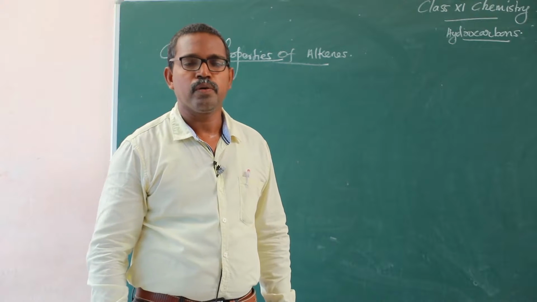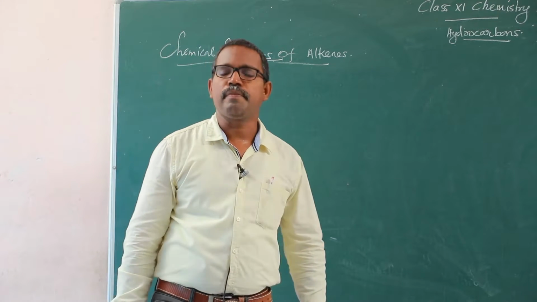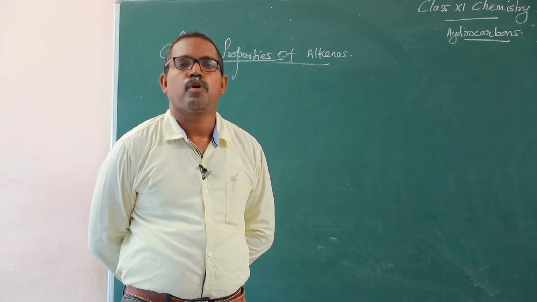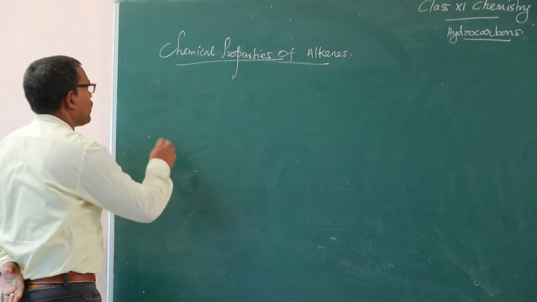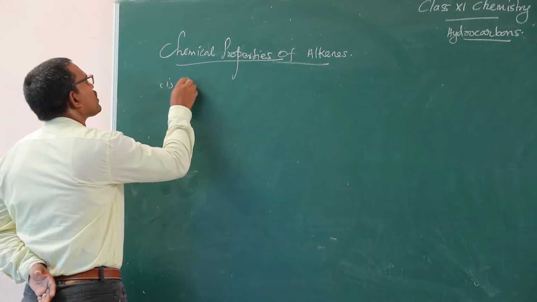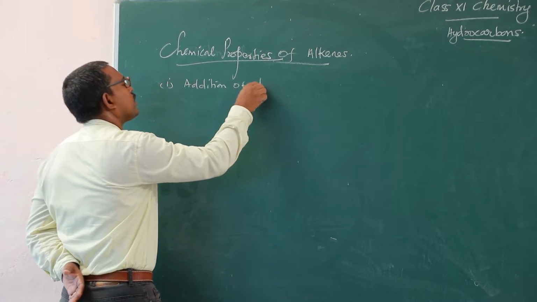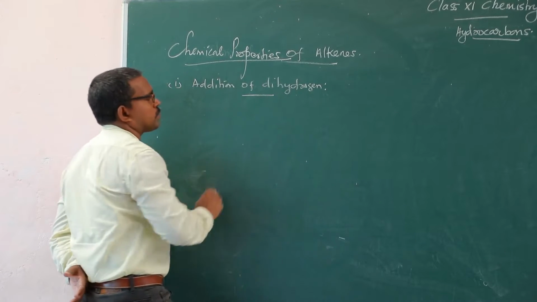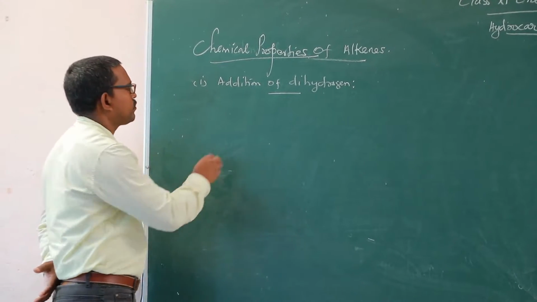In this video we are going to discuss the chemical properties of alkenes. So far we discussed the preparation and the physical properties of alkenes. Now the chemical properties of alkenes. First of all, addition reactions: addition of dihydrogen, or hydrogenation, or reduction.